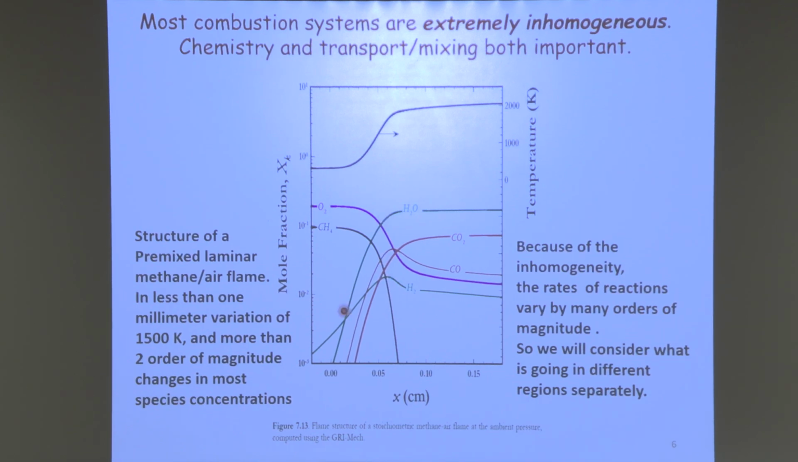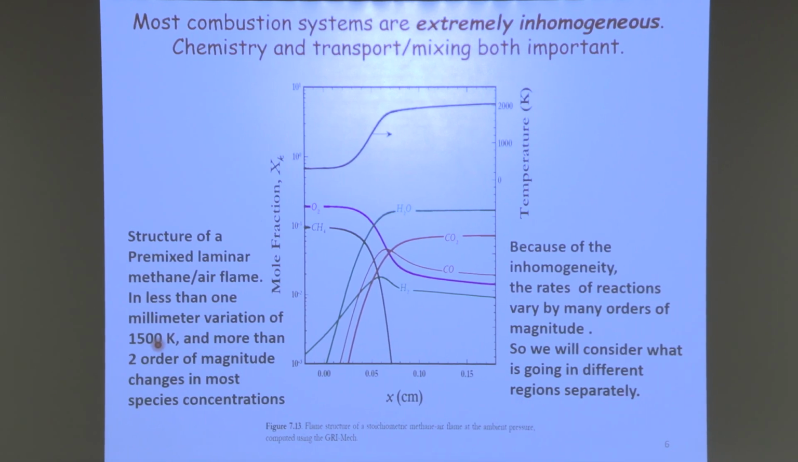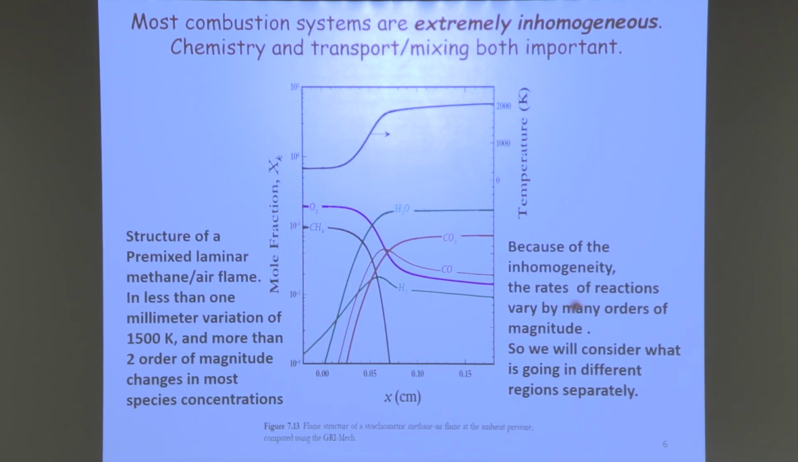And you can see everything changes pretty fast, orders of magnitude, in just, this is like only 1 millimeter. From here to here is a millimeter. So in way sub-millimeter, you completely change the whole composition and the temperature. It changes by 1500 Kelvin in 1 millimeter. So it's pretty big temperature gradients. And because the temperature changes so much, the rates change by many orders of magnitude. So it's just quite numerically complicated to model what's happening.